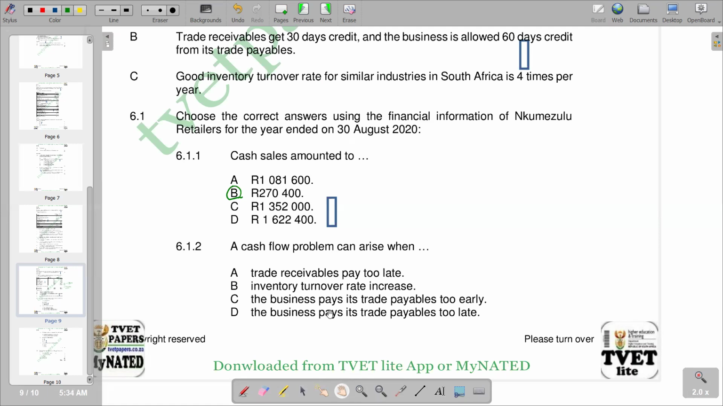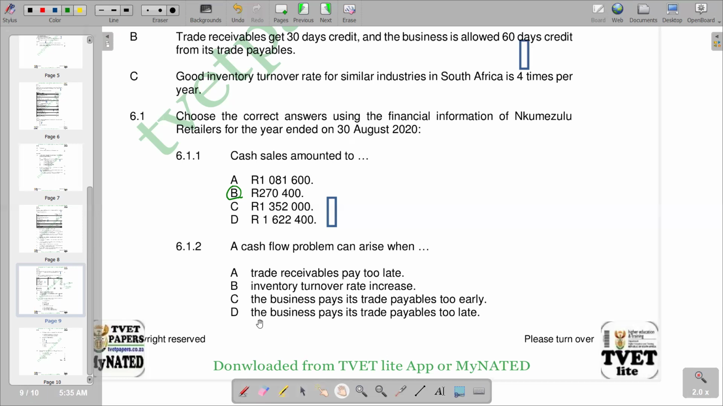Then we go to our C: the business pays its trade payables too early. Remember, when we are paying our trade payables, it means it's an outflow of money. But as we pay early, we are going to avoid some expenses like interest on late payments. So it's not going to lead us to cash problems. We are supposed to pay, but we are paying early and avoiding paying more. Unless we pay late, which would attract penalties like interest. So this one is not correct.